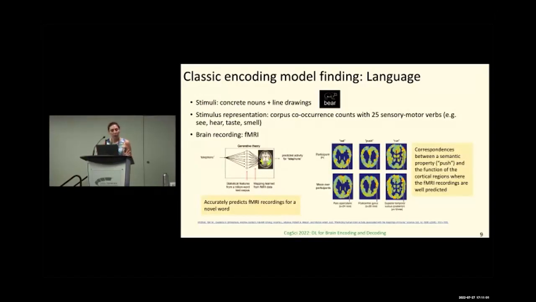But what's even more interesting is that they showed a correspondence between a semantic property, so one of these 25 verbs in the co-occurrence statistics, and the function of the cortical region where the fMRI recordings were well predicted. So this is additional evidence in support of this embodied cognition hypothesis.